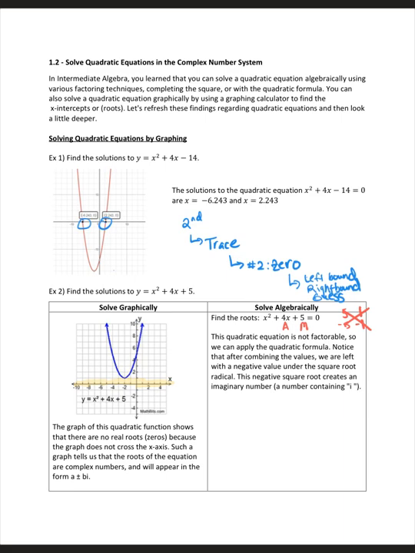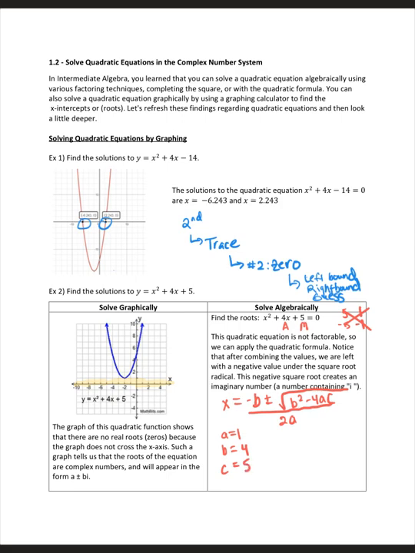So as a rule of thumb, if you can't factor, remember the quadratic formula will solve any quadratic equation. So let's recap what the quadratic formula looks like. To do the quadratic formula, it's x equals the opposite of b plus or minus the square root of b squared minus 4ac all over 2 times a. So in this problem, I have to identify a, b, and c. A is 1, B is 4, and C is 5.